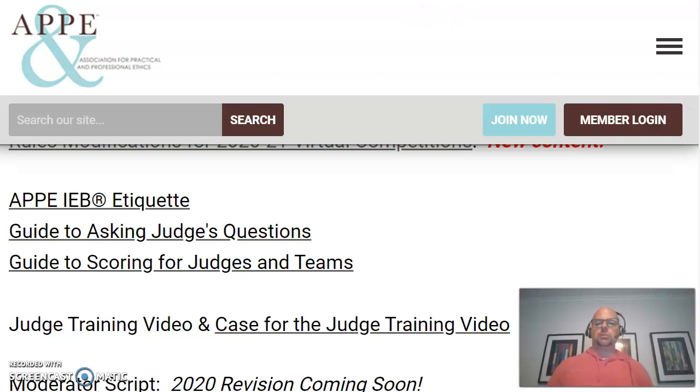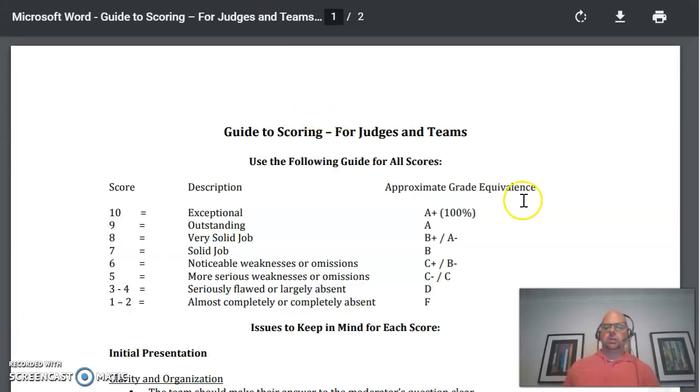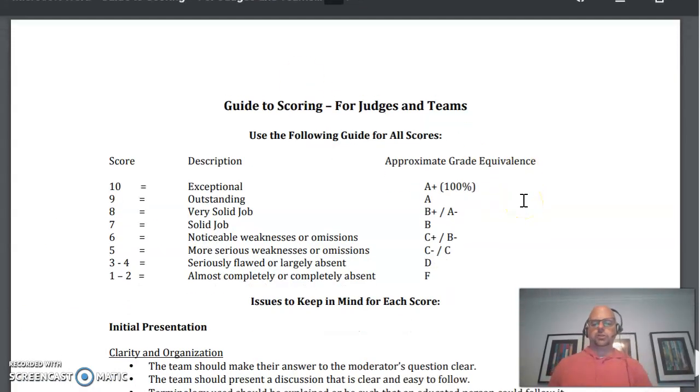So let me start by taking a look at the guide to scoring for judges and teams, which was revamped a year ago. And many of you may be less familiar with it, even if you've been participating in Ethics Bowl activities for a long time. So I'm going to go over there. And here is our guide to scoring for judges and teams.